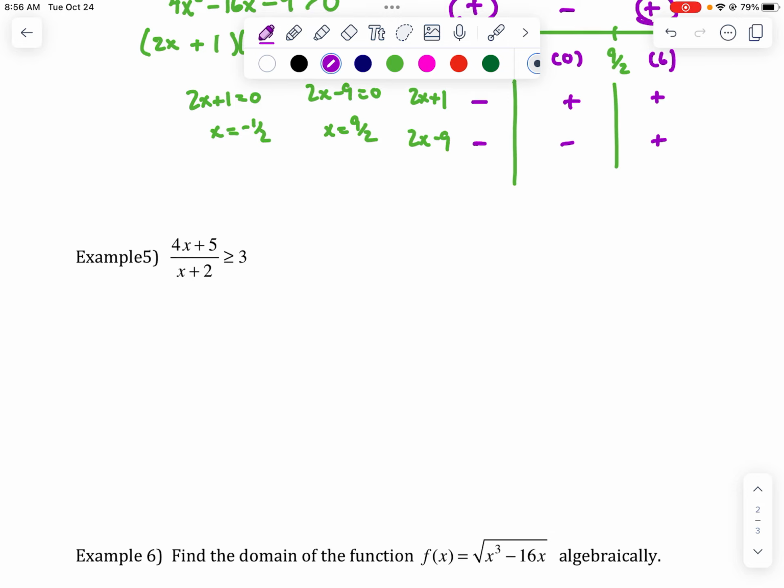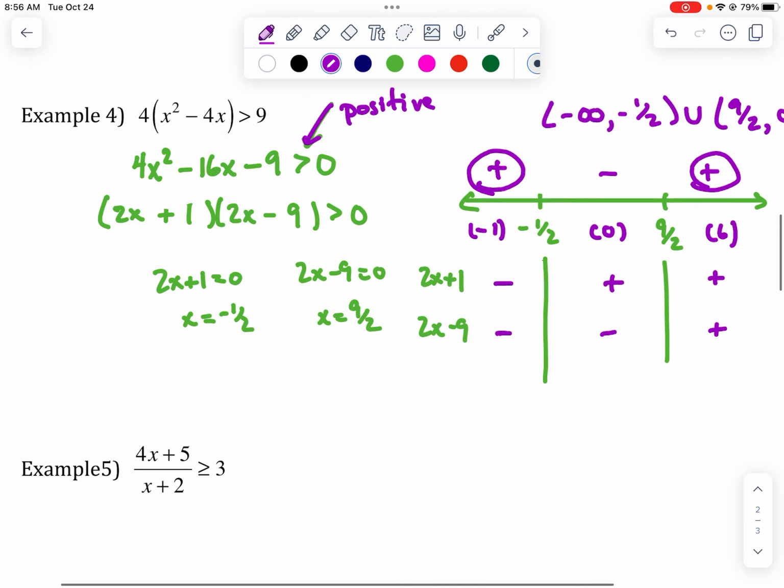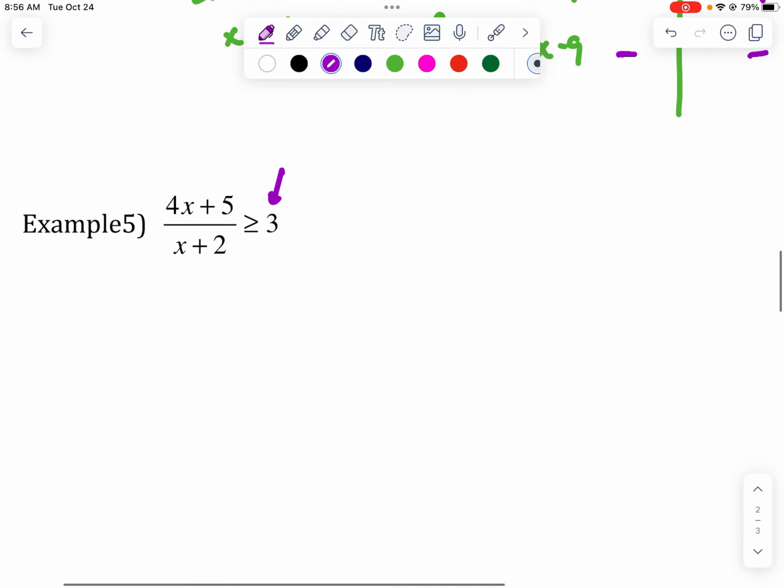All right, let's do one more here. Similar idea. Notice that it's not compared to 0. So the first thing I'm going to have to do is subtract that 3 over. So I've got 4x plus 5 over x plus 2. Subtract the 3.